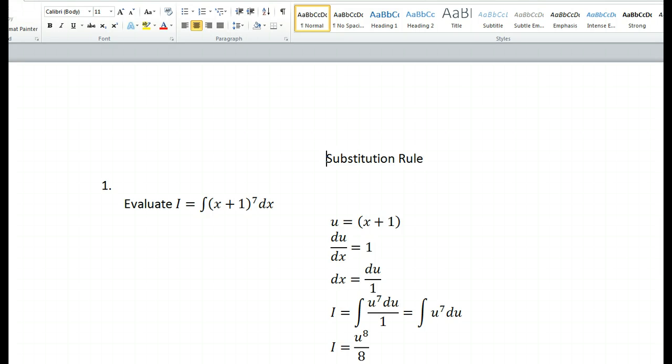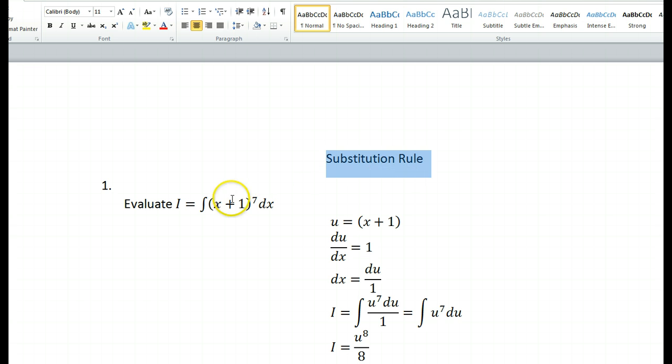Hi, so this is my flip video on the second technique of integration that we are going to learn, which is the substitution rule. The first technique, of course, the only one that we knew so far, was to use the power rule and the sum or the difference rule.